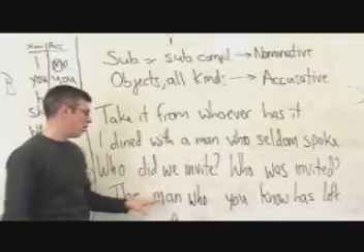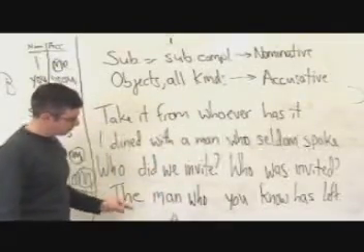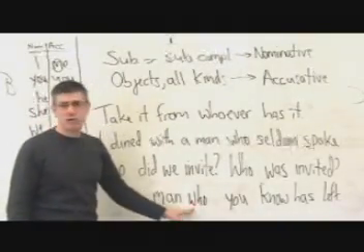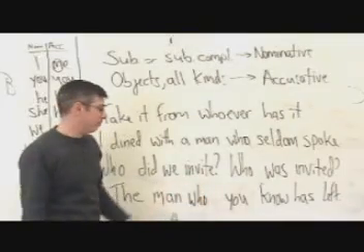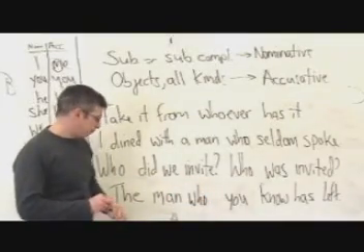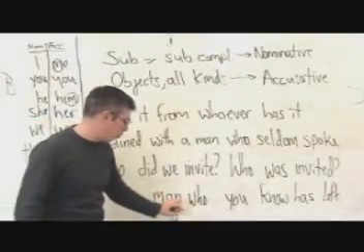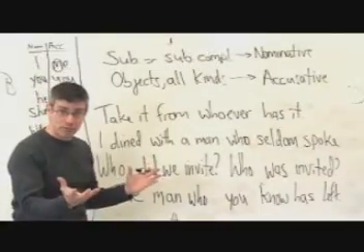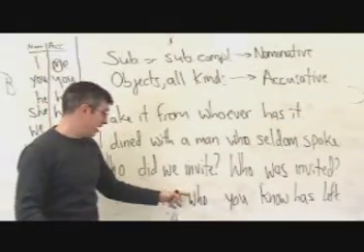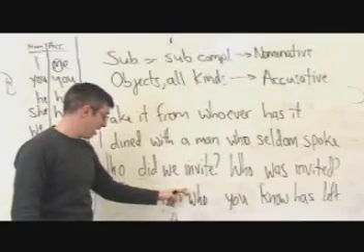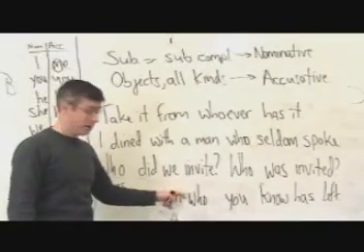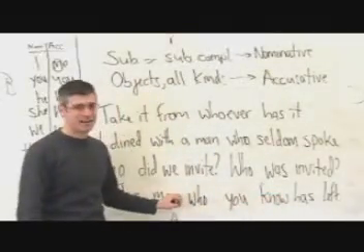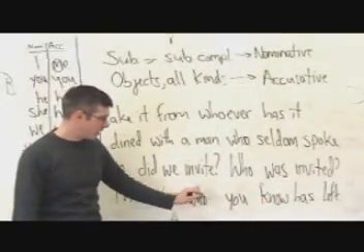The man who you know has left. Now, what you have to ask yourself here, again, is, what is this who doing? Is it an object? Is it a subject? What is it? Well, it's part of this subordinate clause, who you know. Who you know hangs together as a clause that is functioning as an adjective. It's answering the question, which man? The man who you know, that's which man. So, these are the three words that hang together. This is the subordinate clause.